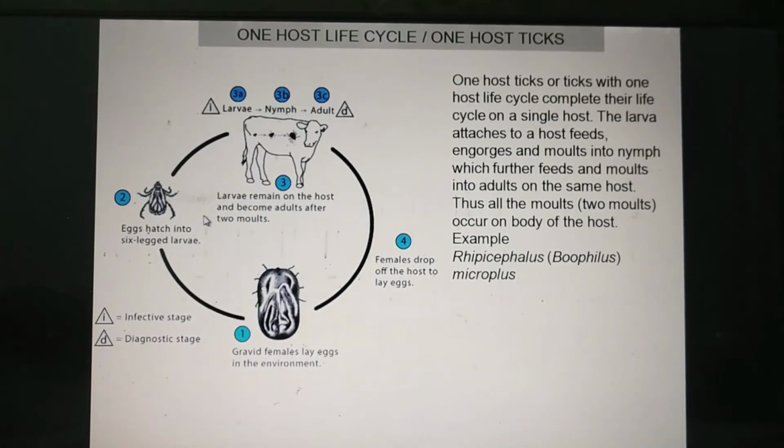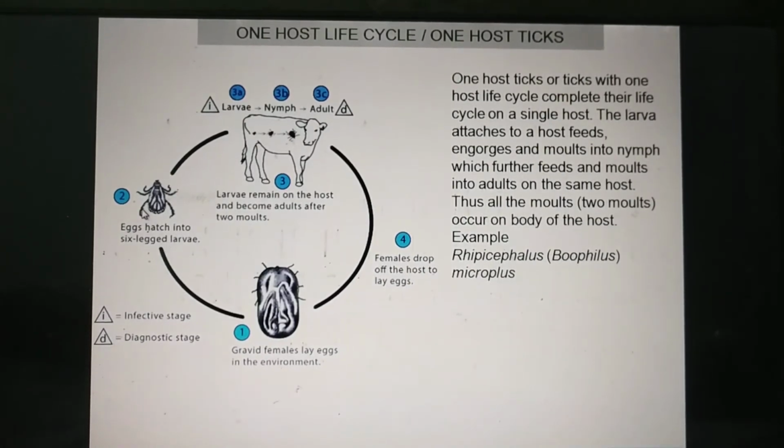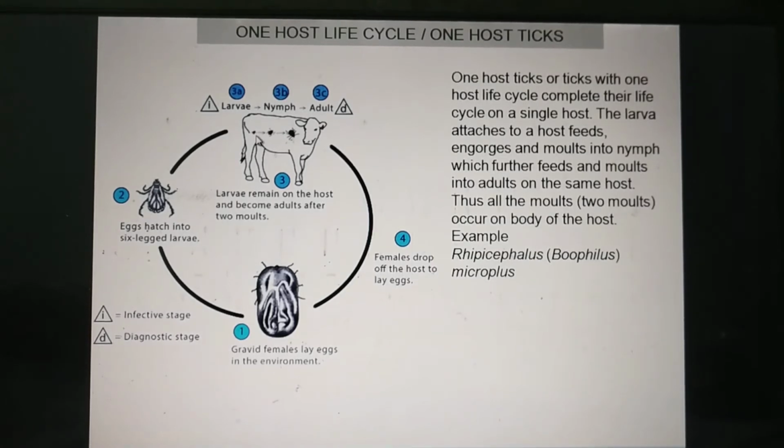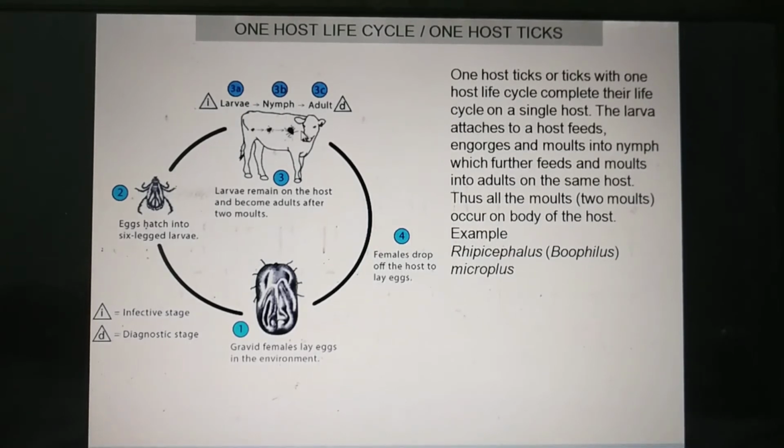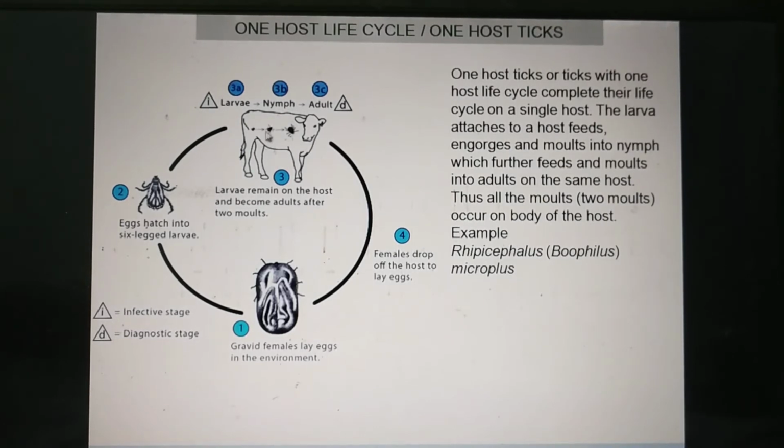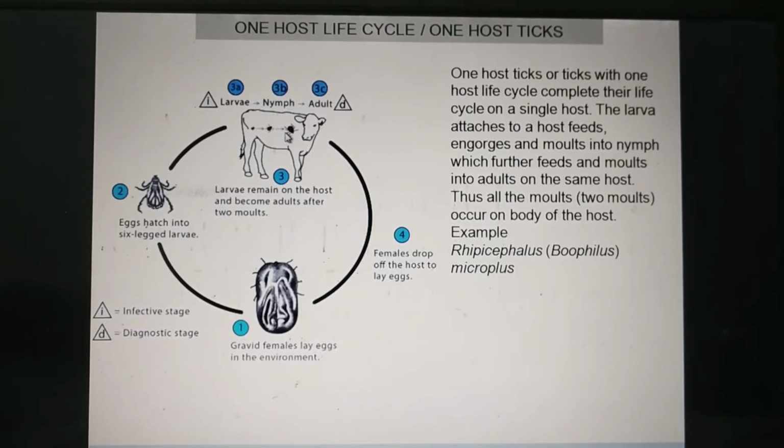What is happening here? You see, the larva attaches to the host, the larva feeds, it molts on the body of the host to nymph, the nymph also attaches, it feeds, and again it molts to an adult. So both the molts, from the larva to the nymph and the nymph to the adult, take place on the same host, on a single host. So this is called a one host tick or one host life cycle.